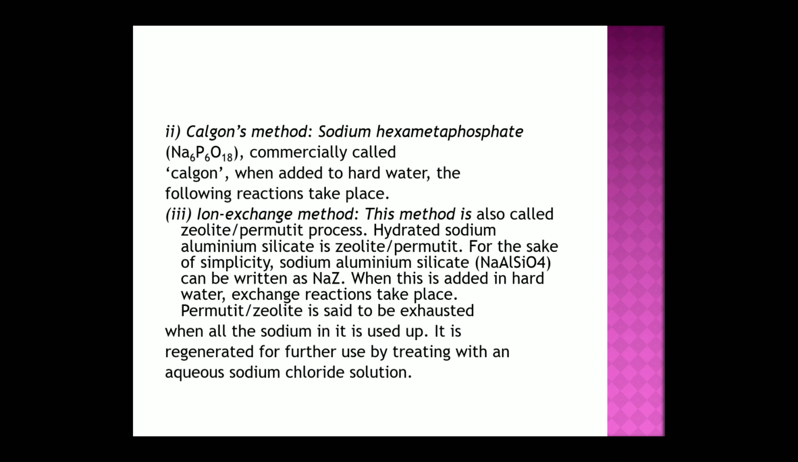Next one is the ion exchange method. This method is also known as the zeolite or permutit process. Hydrated sodium aluminum silicate is like zeolite permutit. For the sake of simplicity, sodium aluminum silicate, that is NaAlSiO4. When it is added to hard water, the exchange reaction takes place and the zeolite is said to be exhausted when all the sodium in it is used up. It is regenerated for further use by treatment with aqueous sodium chloride.